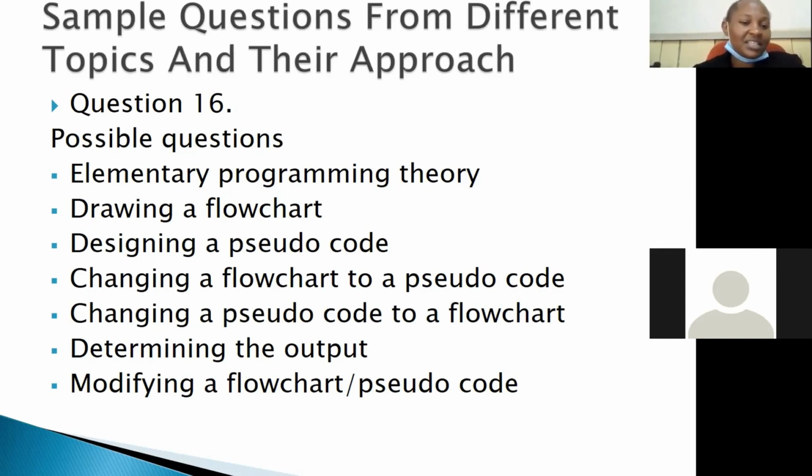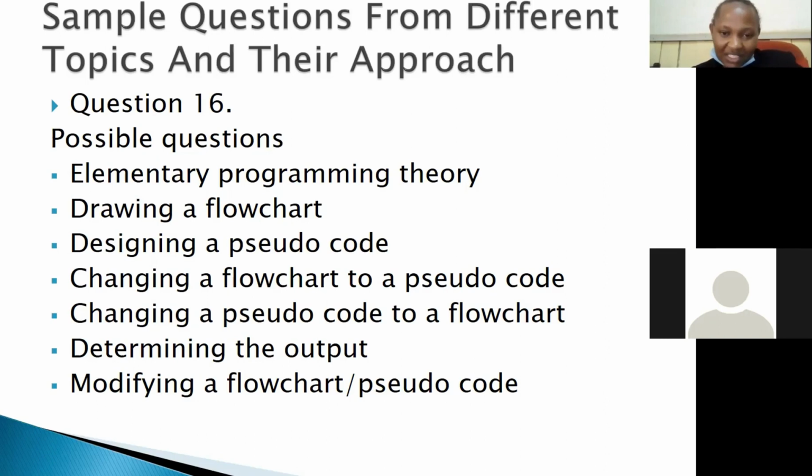Then you can expect a question where you are told to design a pseudocode. When you are given a scenario, like the one I've given above of a company giving traveling allowances to its employees, you are told to design or write a pseudocode, and you should be able to write it. Then there are other questions like changing a flowchart to a pseudocode. In this case, you are supposed to remove the symbols and then write the pseudocode.